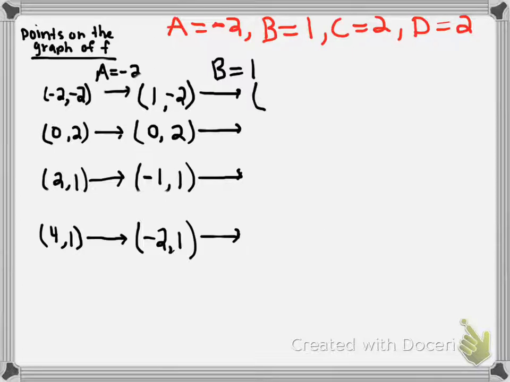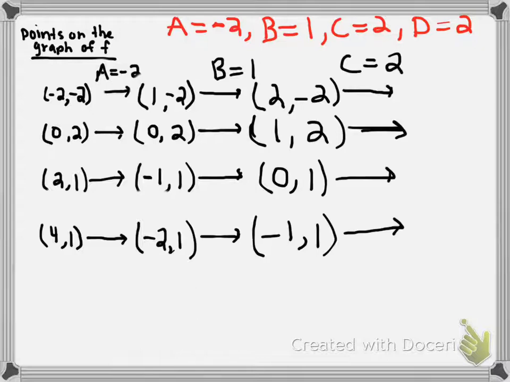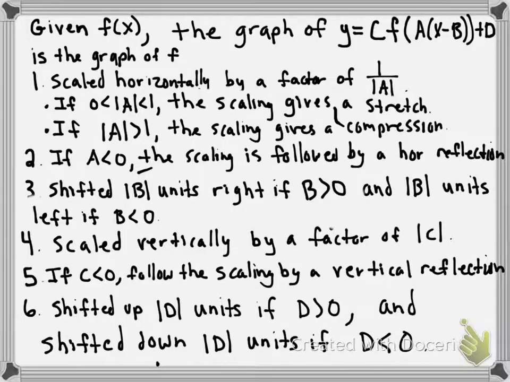This top point is going to become 2 comma minus 2. If we add 1 to the x-coordinate of this point, we are going to get the point 1 comma 2. If we add 1 to the x-coordinate of negative 1 comma 1, you are going to get 0 comma 1. And if we add positive 1 to this last point down here, the new resulting point is going to be minus 1 comma 1.